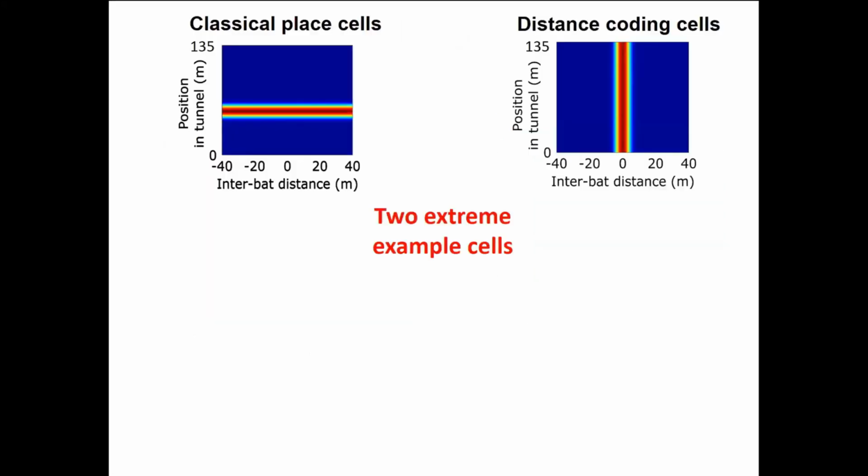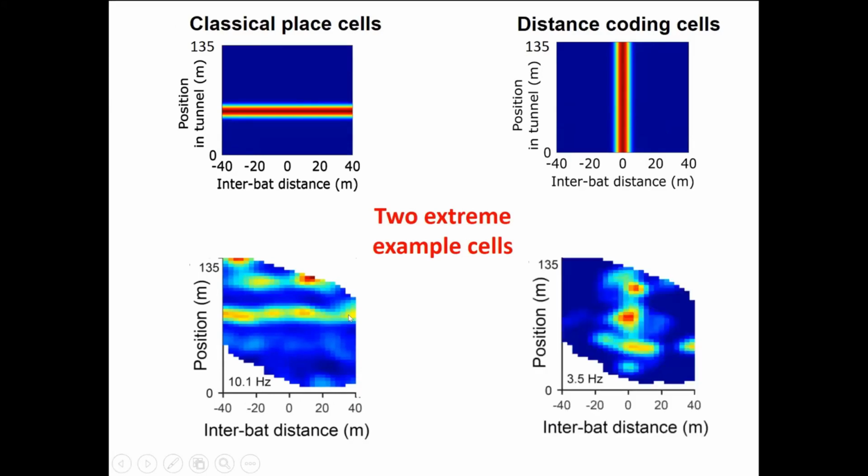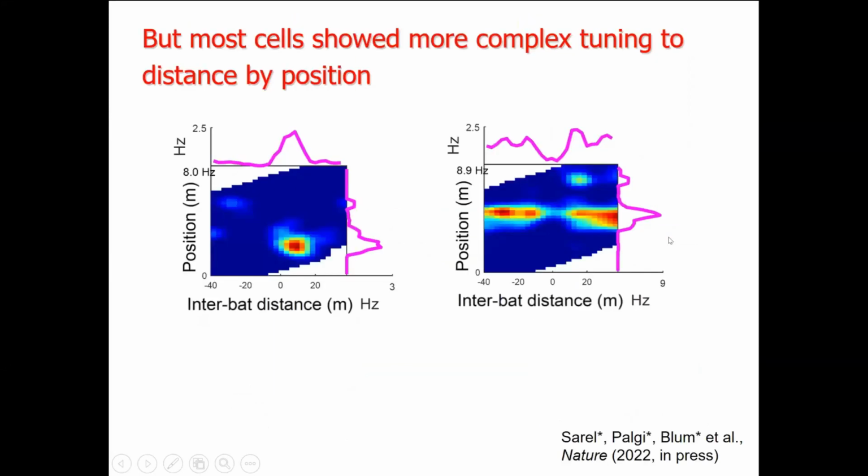And indeed, we found some neurons that look like that. So here is an example. This is now a real neuron that has these horizontal bands, and more or less only cares about position. And this is a neuron that more or less cares about distance, not so much about position. And so here is its distance tuning. But most neurons were more complex than that. For example, here's a neuron that only fired at a particular combination of distance and position. And here's a neuron that was actually inhibited at a particular distance from the other bat. So we saw all sorts of responses there.